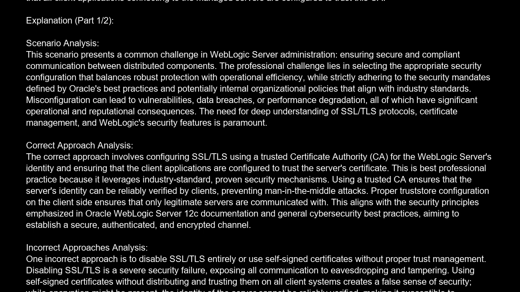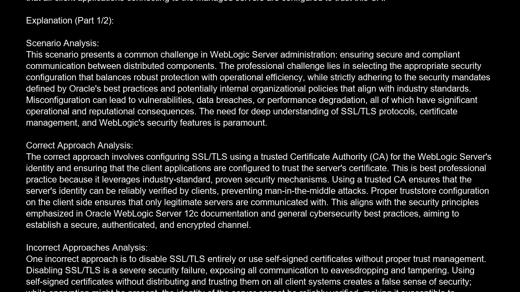Explanation. Scenario analysis. This scenario presents a common challenge in WebLogic server administration, ensuring secure and compliant communication between distributed components. The professional challenge lies in selecting the appropriate security configuration that balances robust protection with operational efficiency, while strictly adhering to the security mandates defined by Oracle's best practices and potentially internal organizational policies that align with industry standards. Misconfiguration can lead to vulnerabilities, data breaches, or performance degradation, all of which have significant operational and reputational consequences.